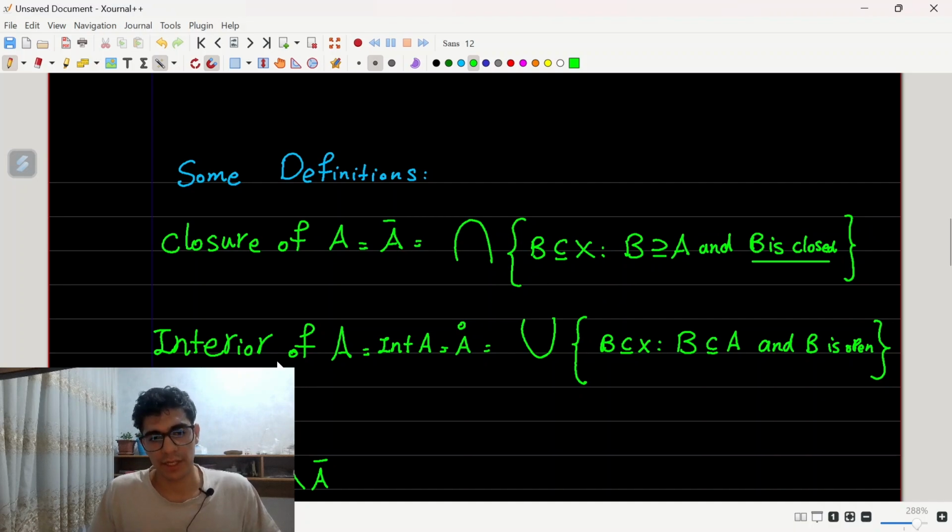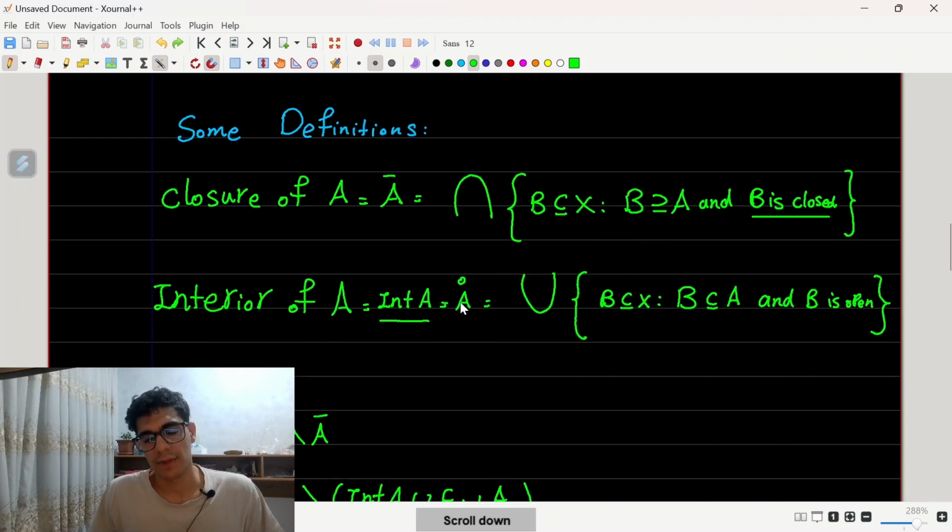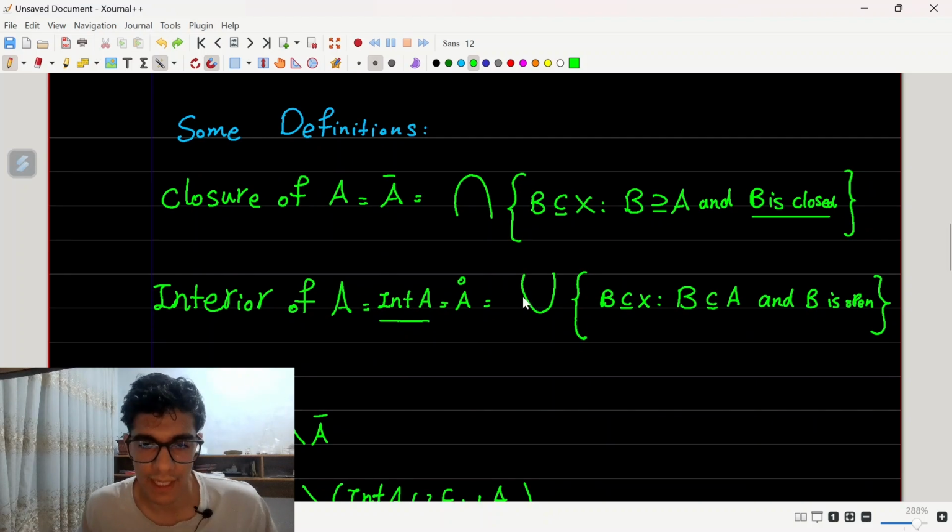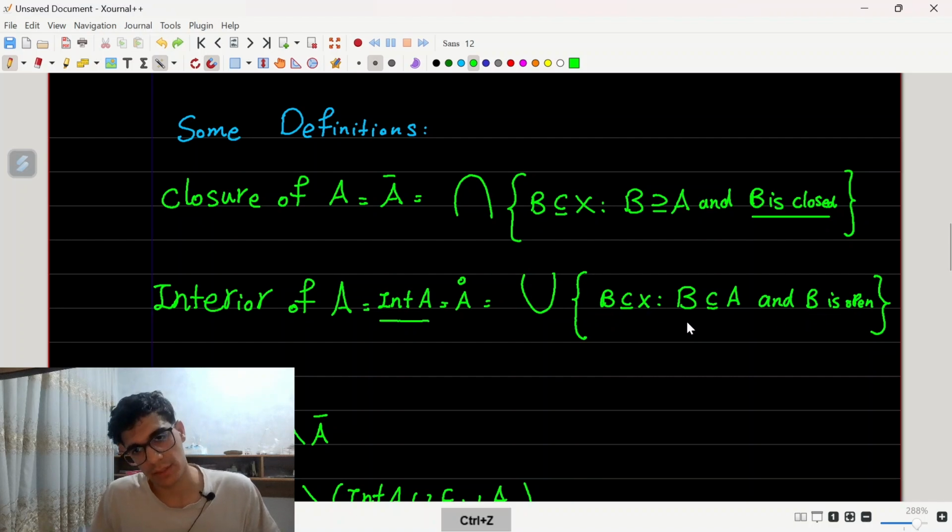And then there is the interior of A. We show it with int A, or with A with a little circle up above it. And this is defined as the union of B's, which are subsets of X, and B's are open, and B's are also a subset of A.